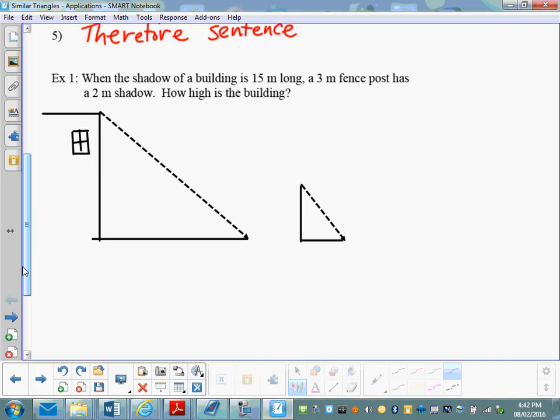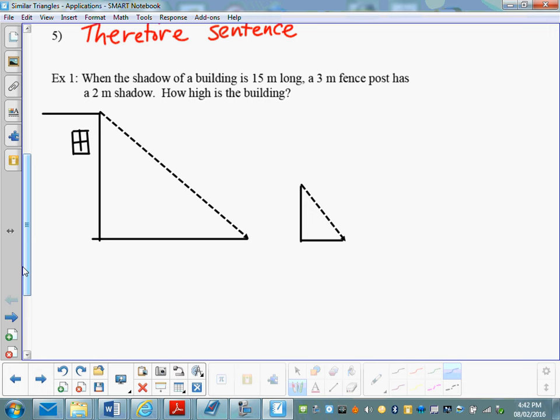So let's take a look at example 1 here. I've started the diagram. In this case, it says when the shadow of a building is 15 meters long, a 3-meter fence post has a 2-meter shadow. How high is the building?